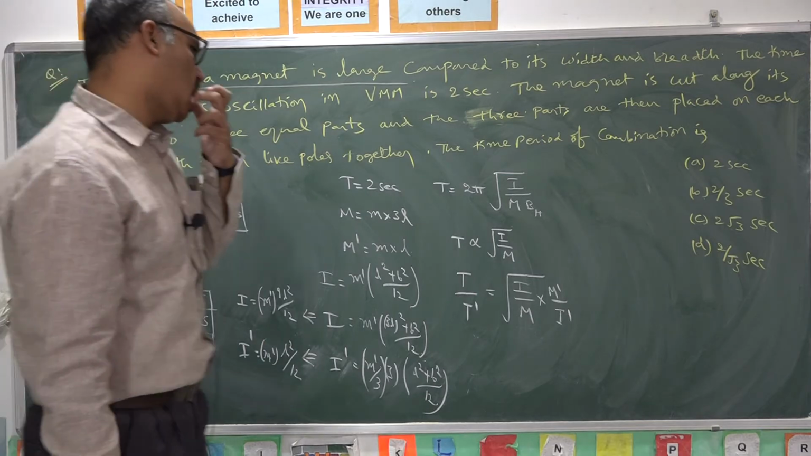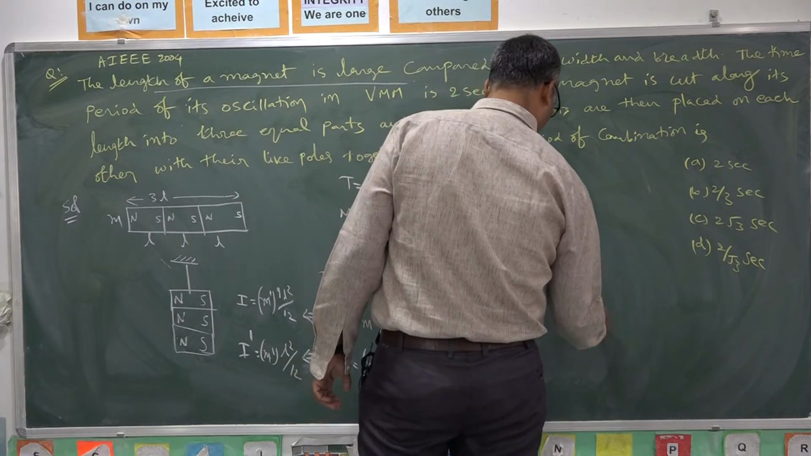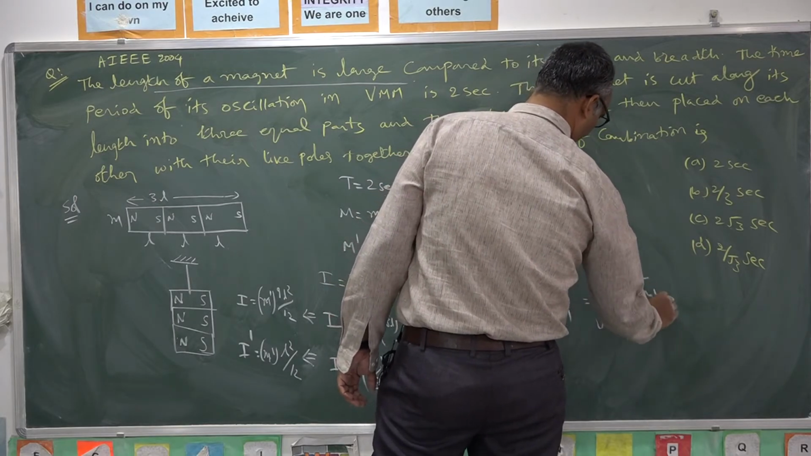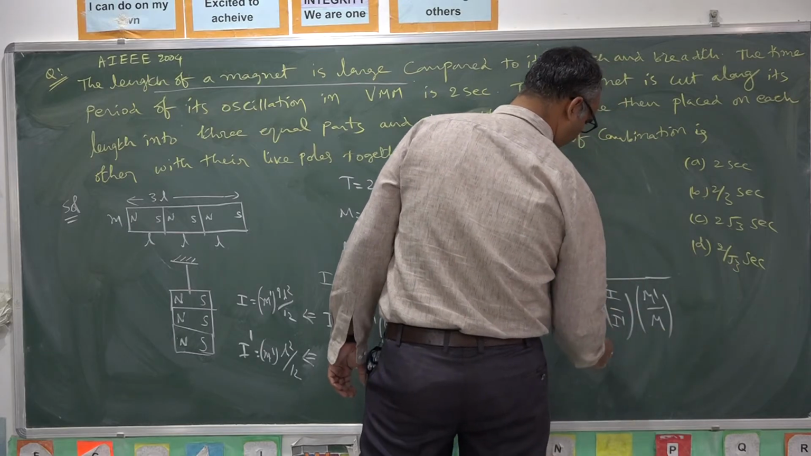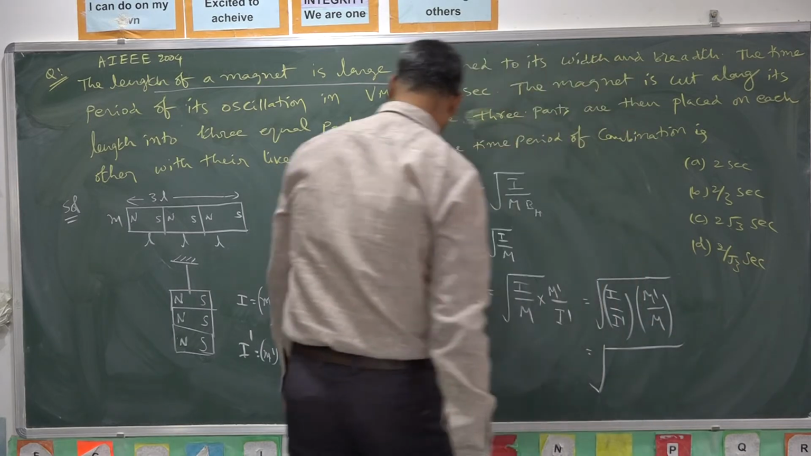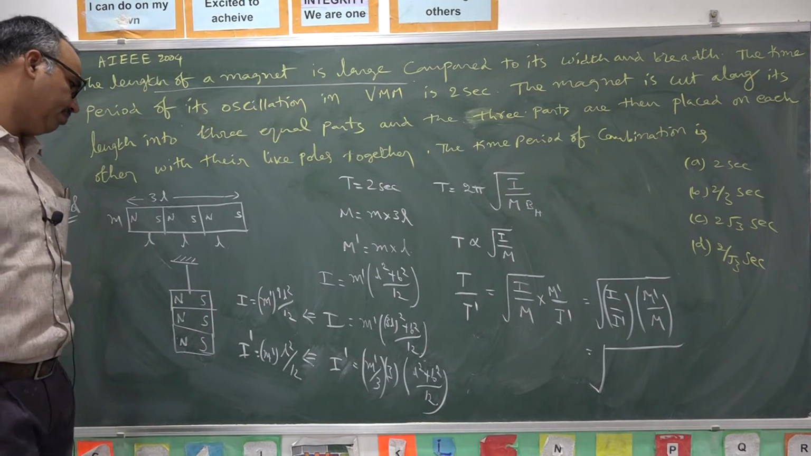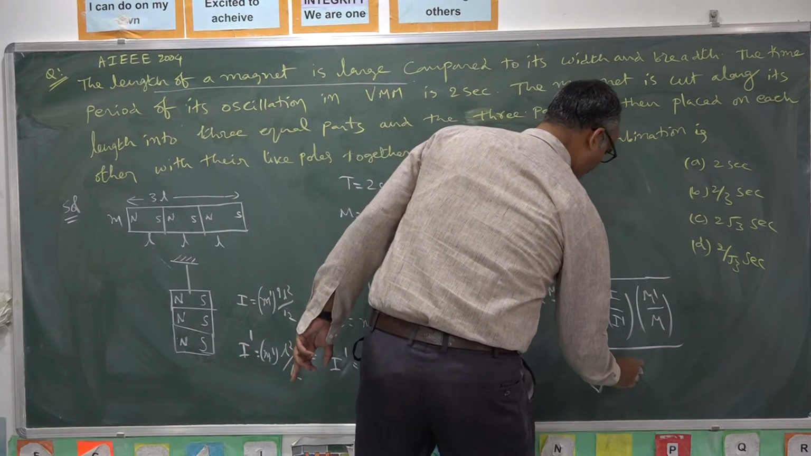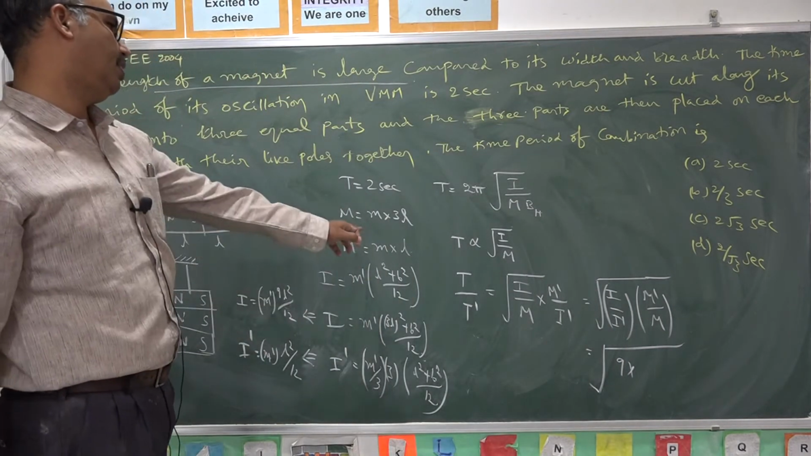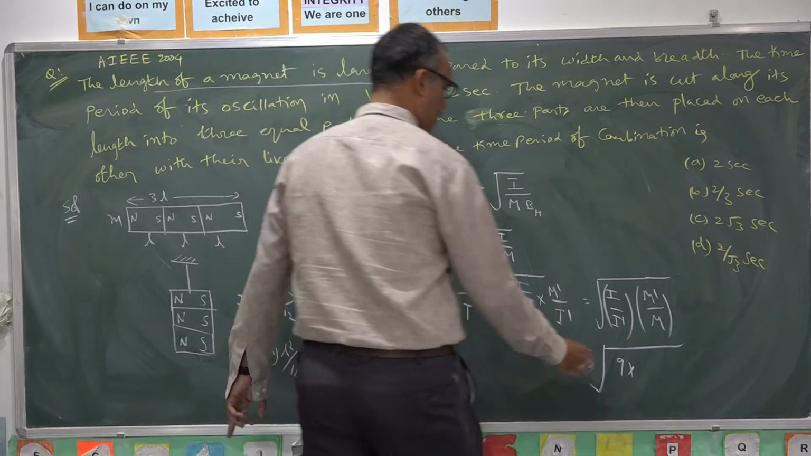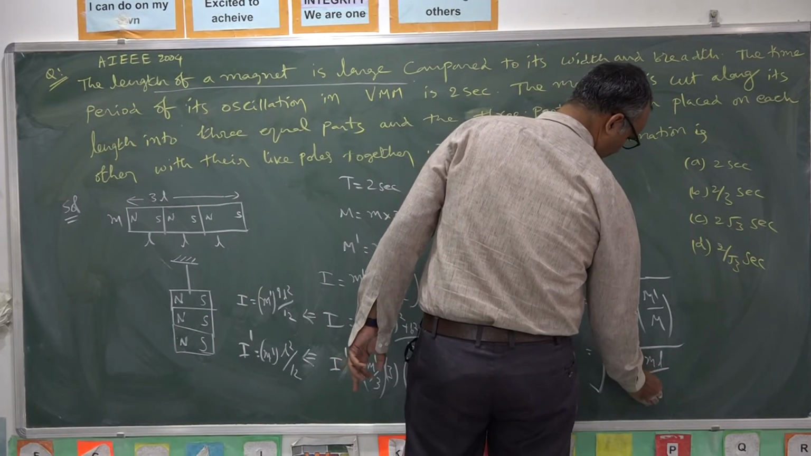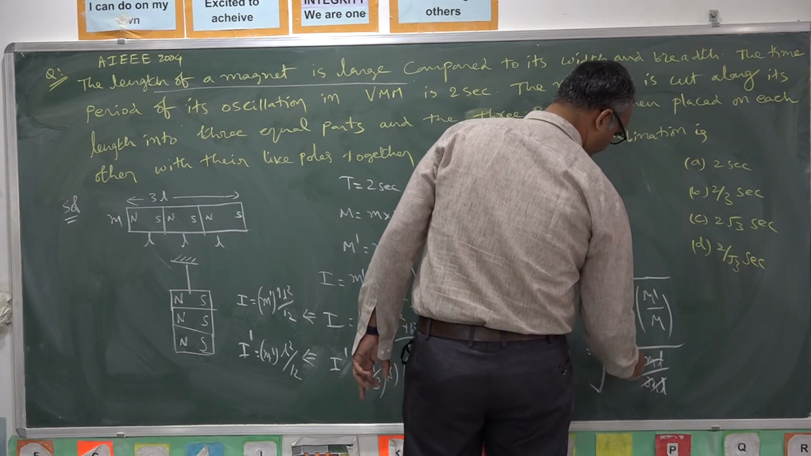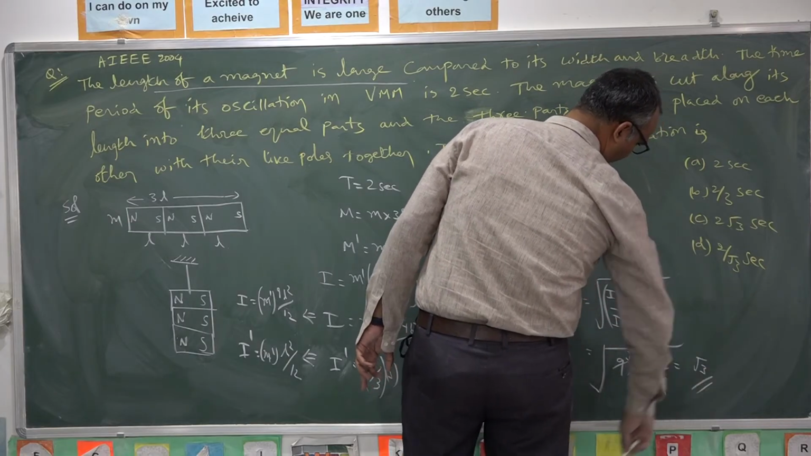So, if I substitute them here, I by I dash into m dash by m, that is equal to square root of I by I dash is 9, m dash by m, ml by 3 ml. ml gets cancelled, it will go for 3 times. So answer is root 3.